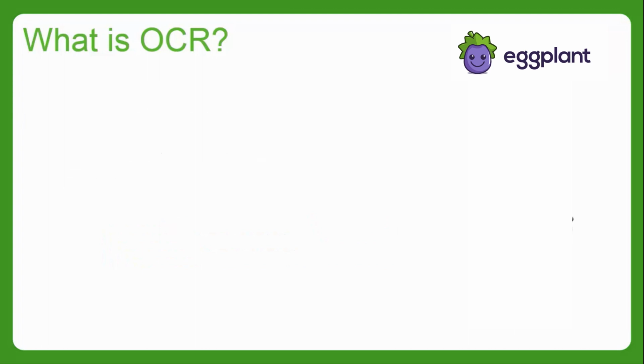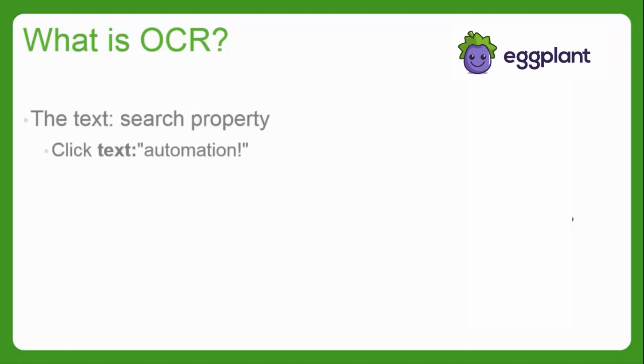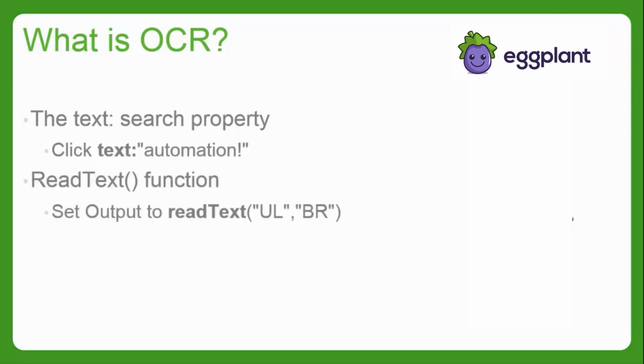Instructing Eggplant Functional to use an OCR search is very simple. Add the text property to the search in order to search for the string automation instead of searching for a captured image by that name. In addition to being able to search for a text string with OCR, you can also use OCR to read text off of the screen of your SUT using the readText function.